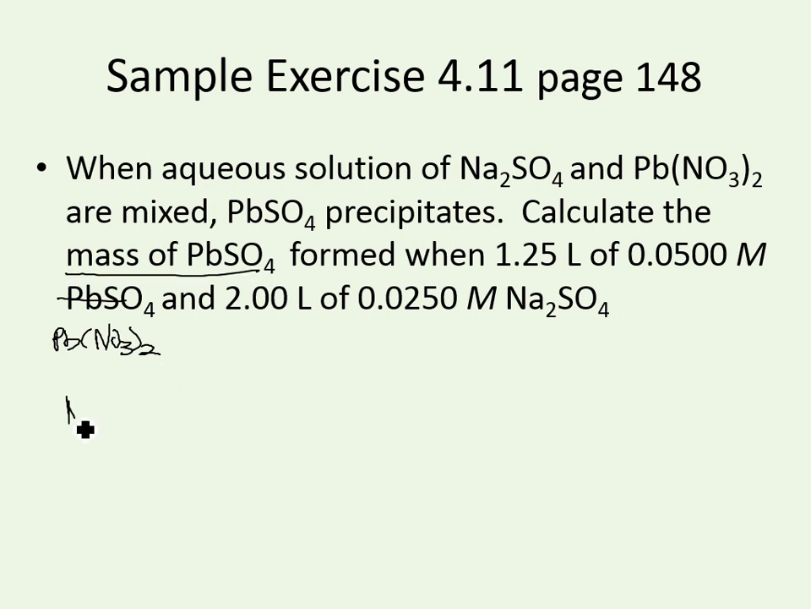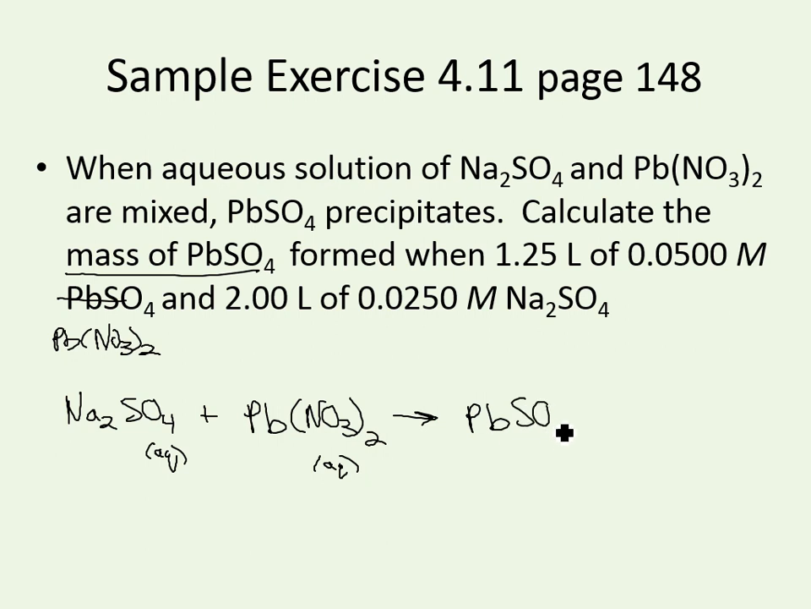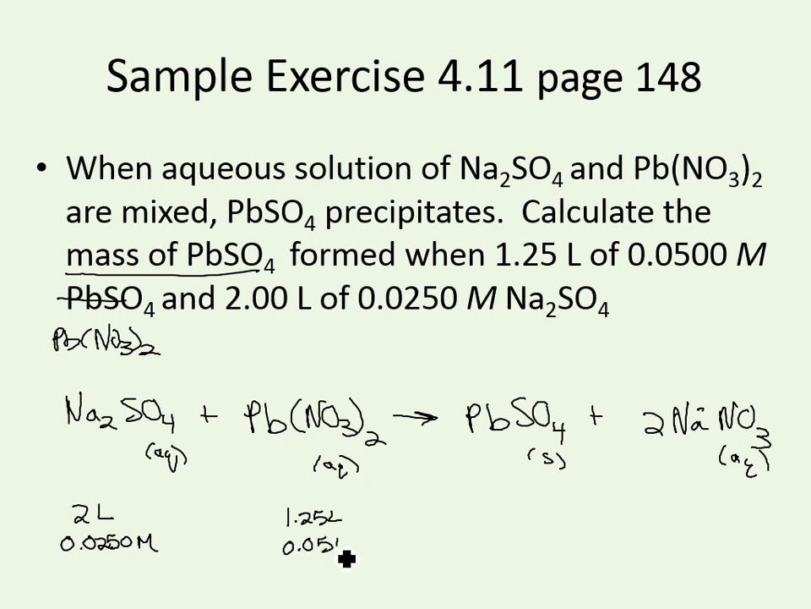So we want to know the mass of one of the products. So first, the balanced equation. Sodium sulfate is in solution. It's combined with lead 2 nitrate. It creates the precipitate lead 2 sulfate, and sodium nitrate is in solution. It's a limiting excess problem, so we have 2 liters of a 0.025 molar solution, and here we have 1.25 liters of a 0.05 molar solution.